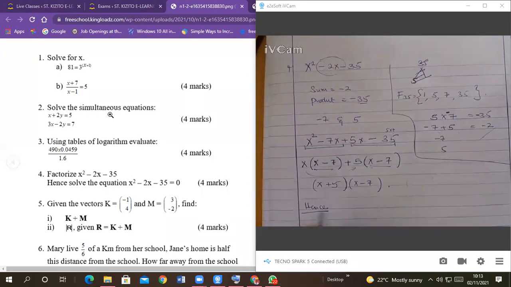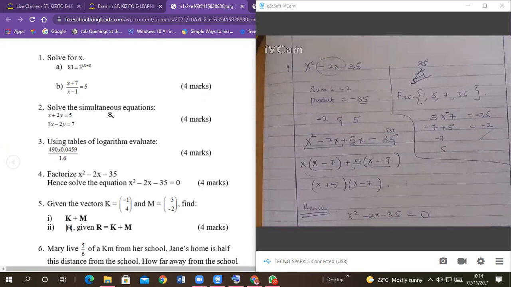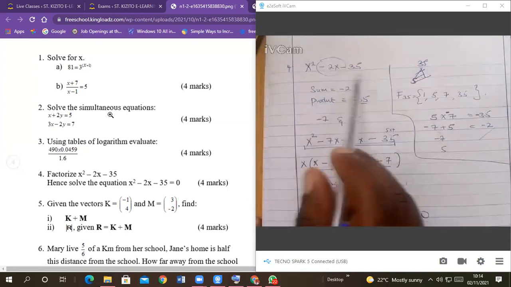Now, they're telling you hence. When they say this word hence, it means that you use what you have obtained here to solve x squared minus 2x minus 35 equals 0. If they say hence or otherwise, then you may use this or another alternative. But here they have said hence, solve the equation, so it means that you have to use this. Remember that this came from here.